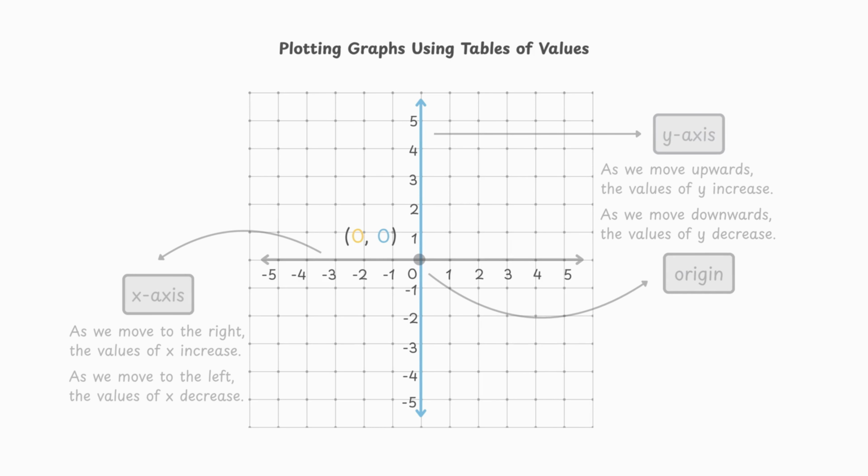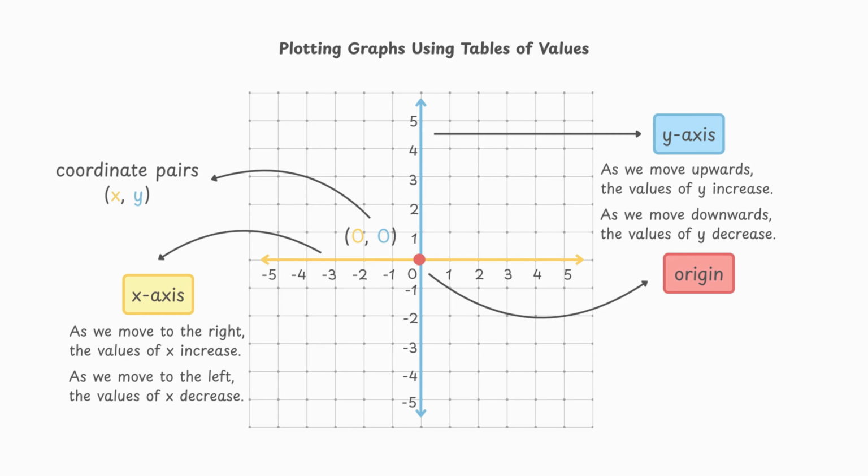Now let's talk about coordinate pairs. Every point on the graph is written as a pair of numbers in the form (x, y). The first number tells us how far to move along the x-axis. The second number tells us how far to move along the y-axis. For example, the origin is written as (0, 0) because we do not move in either direction. If we had a point like (2, 3), we would move 2 units to the right and then 3 units up. It is very important to remember the order. Always move along the x-axis first, then move along the y-axis.